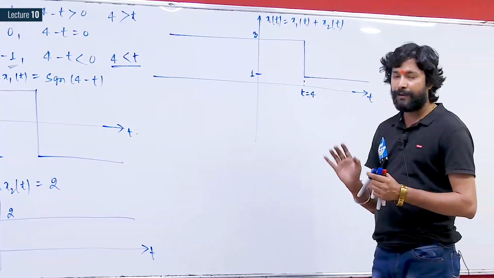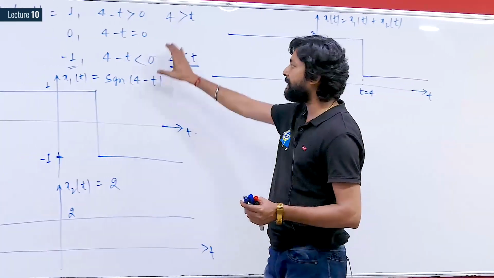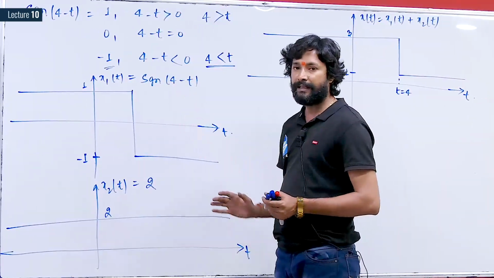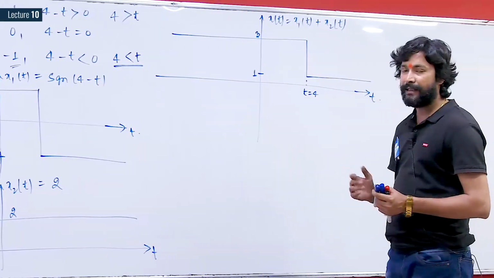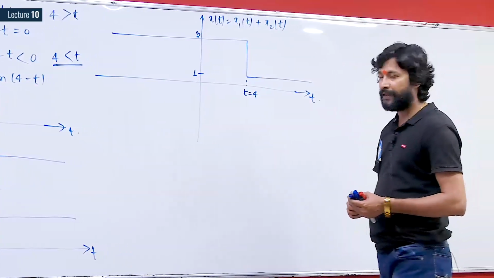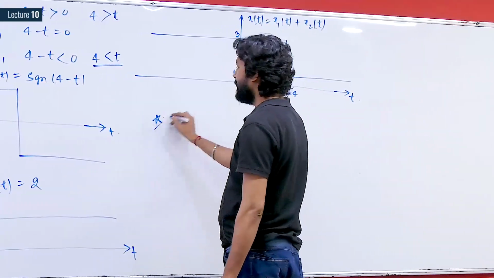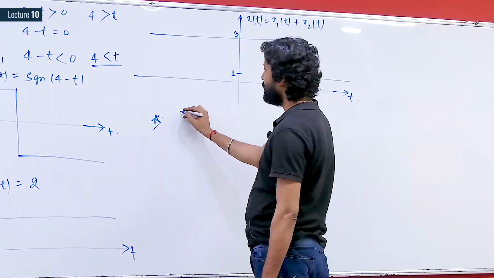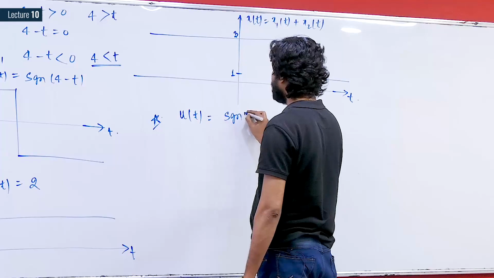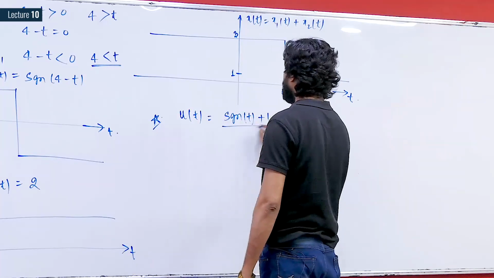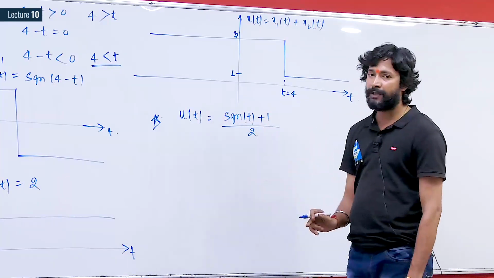So we can perform any operation on the signum function, either using this definition method or using just shifting, reversal or scaling functions. Now if we have to represent any other given function in terms of the signum function, what we have seen is that any step function u of t can be written as signum of t plus 1 divided by 2. And if there is a shifting in the step function, then the corresponding shifting will be taken in terms of signum.